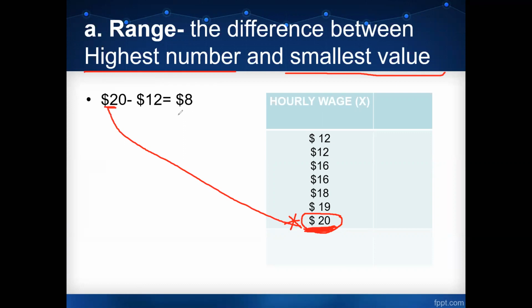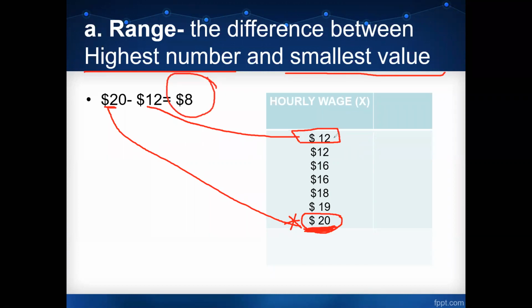$20. Okay, so what is the lowest value? $12, okay, here. So the range means it is the difference between the highest number and the lowest number. So 20 minus 12 is 8.